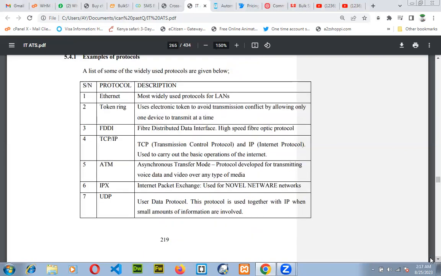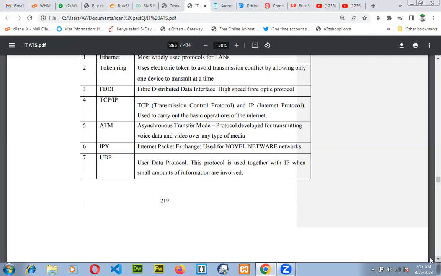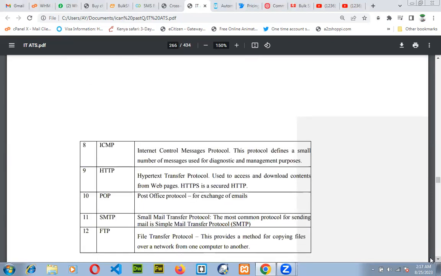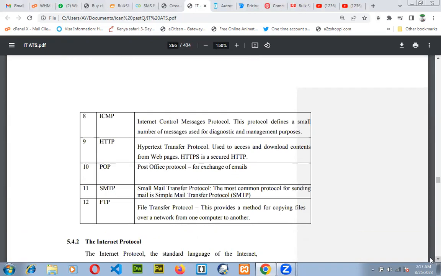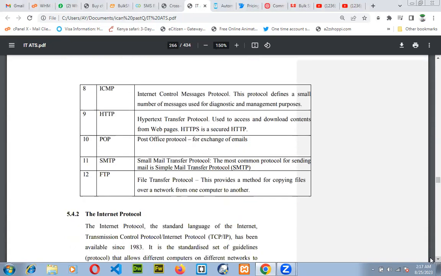media. We have the IPX, Internet Packet Exchange. We have the UDP, User Datagram Protocol. Let's jump to the HTTP. We have the Hypertext Transfer Protocol used to access and download content from web pages. We have POP, Post Office Protocol, SMTP, Simple Mail Transfer Protocol, and we have the FTP, which is File Transfer Protocol. Let's go on.